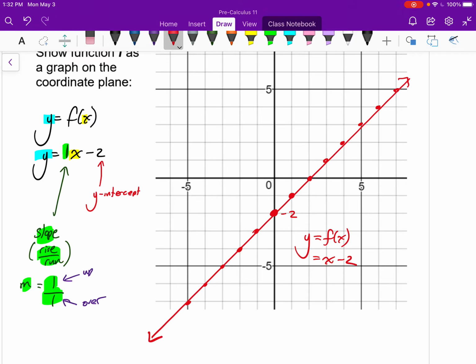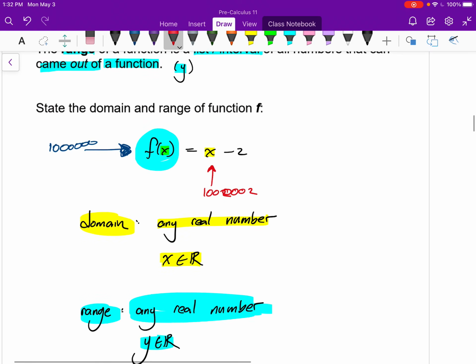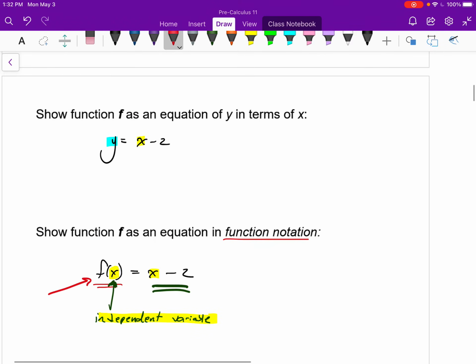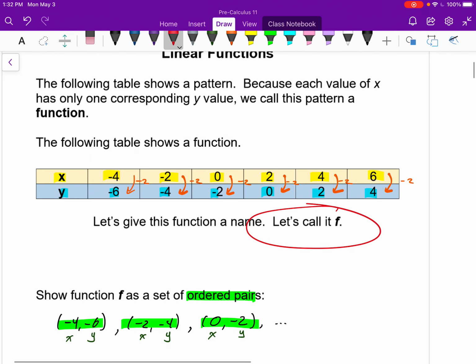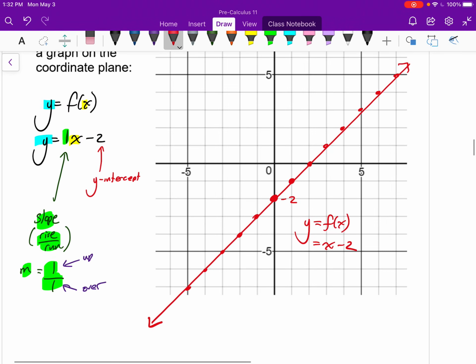So now the same function I've been dealing with again and again, I have now expressed as a graph. I've found its domain and range. I've expressed it in function notation, in terms of x and y, in words, as ordered pairs, as a table. Everything here relates back to the same function.